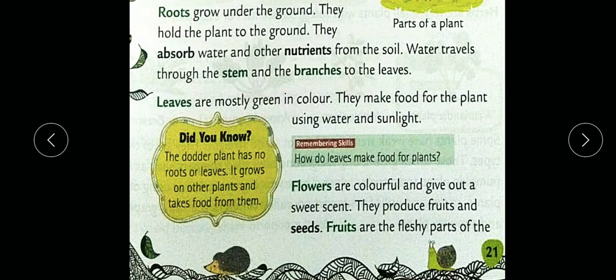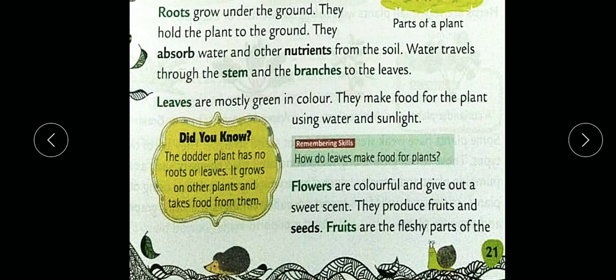First, roots. So roots grow under the ground, and they hold the plant to the ground. They absorb water and other nutrients from the soil. After that, the water travels through the stem and the branches to the leaves. So water travels from roots up to the leaves.